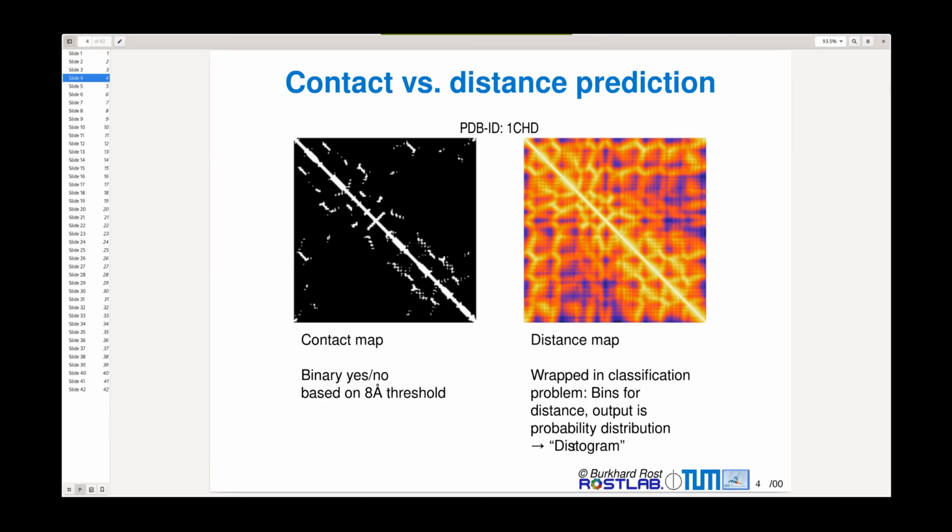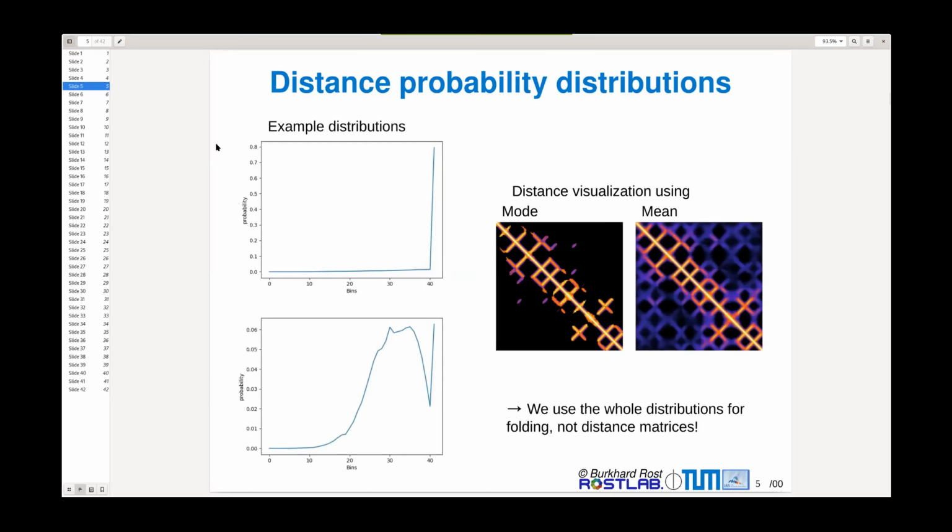Now, some people call this a distogram, and I think this is a nice term. It's a combination of distance and histogram, obviously, which is what it essentially is. I think AlphaFold introduced it, and it stuck around. So let's take a closer look at these distance probability distributions. I'm showing you here two example distributions.